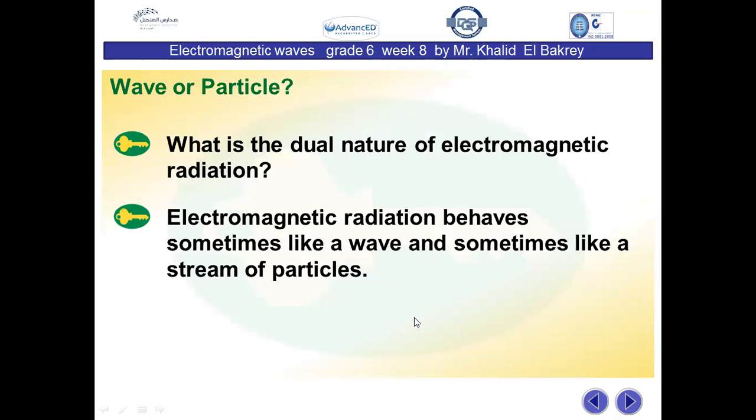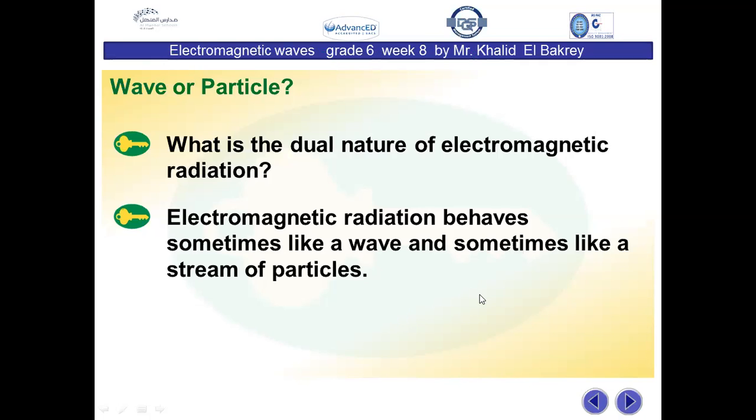If we said light is a kind of electromagnetic wave, and when we studied light, we find that light has a dual nature. So we have two models. These two models help us to explain the behavior of light or the behavior of electromagnetic wave. Wave or a particle, these are the two models. Model number one, light behaves as a wave. Model number two, light behaves as a particle or a beam of particles.